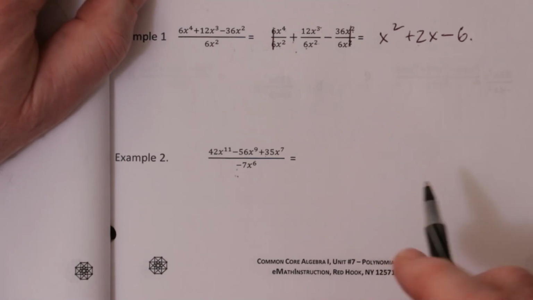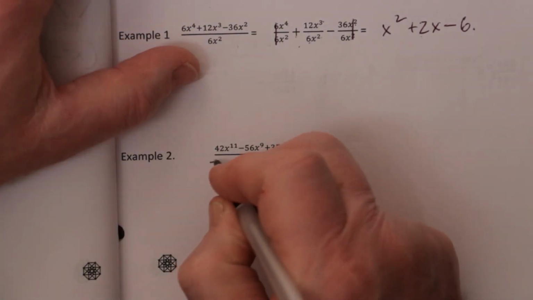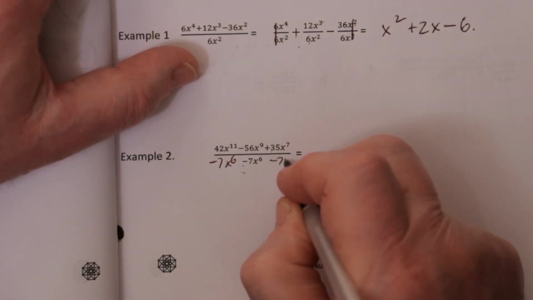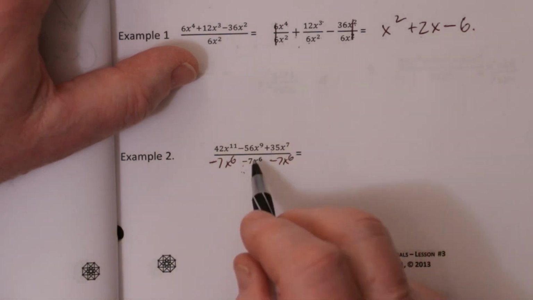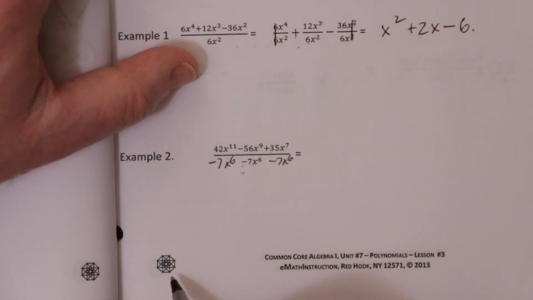Next one. If I was doing this problem, I said, hey, Mr. D, give me some help with this, I would do this. I'd write the 7x to the 6th, negative 7x to 6 underneath each term. So I have a point of reference. And I wouldn't just divide it once and then keep the rest of it. And then I divide the numbers, subtract the exponents.